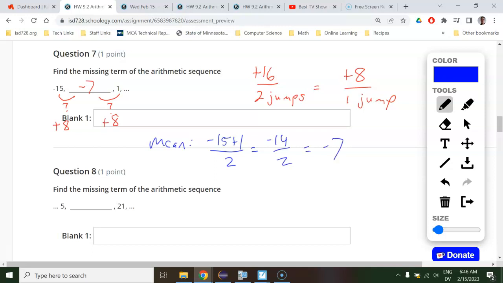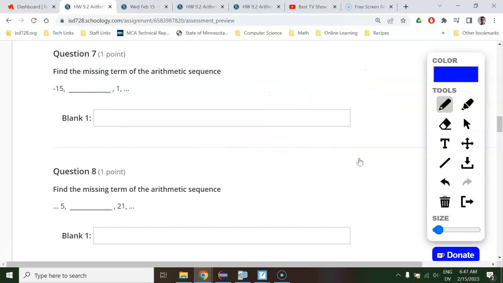So in some ways that's kind of faster or easier. Conceptually, I like the approach in red. Alright, so the answer either way is negative 7 for 7. Okay, if you go on to the next one here.